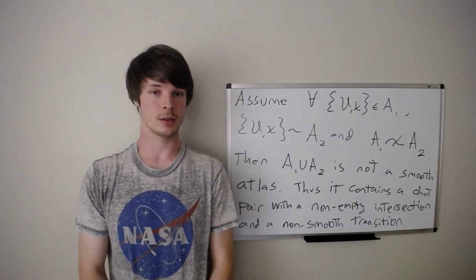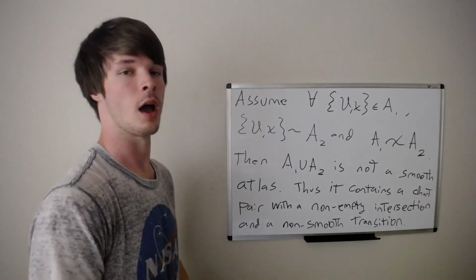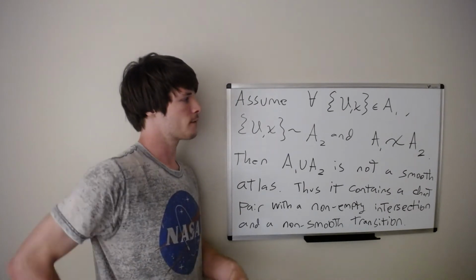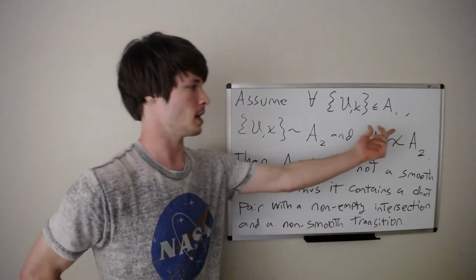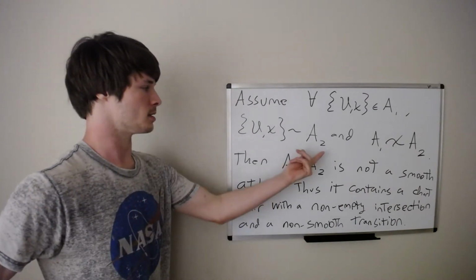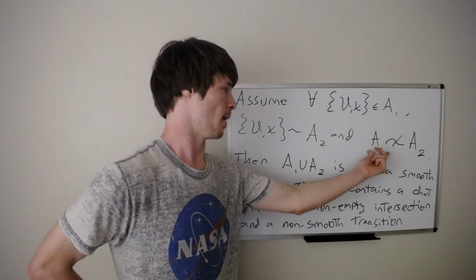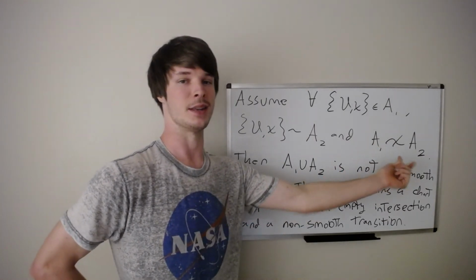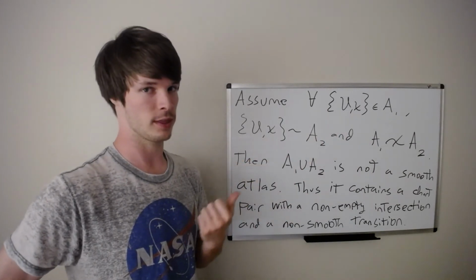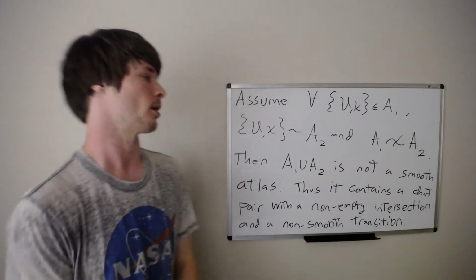All right, so now moving on to proving the second half of our biconditional statement, I'm also going to be doing this one by contradiction. And it's going to turn out looking very similar. So this time we're going to assume that for any choice of chart UX contained in my first smooth atlas A1, the chart UX is in fact compatible with my smooth atlas A2, and that my first smooth atlas A1 is not compatible with my second smooth atlas A2. So everything in A1 is compatible with A2, but the smooth atlas itself is not. And I'm going to show that this would also bring about a contradiction.